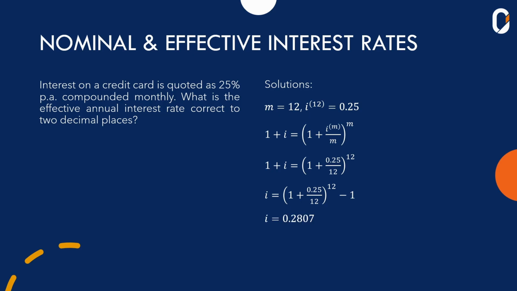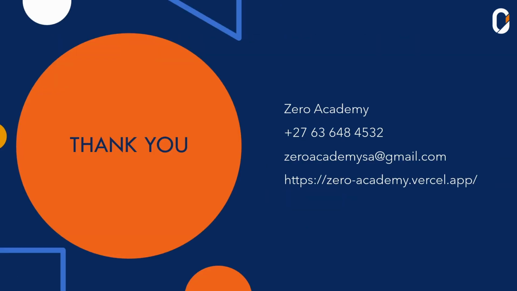0.2807. Because this is an interest rate, we have to multiply it by 100, as we divided by 100 at the start of the question. When we are calculating for it at the end of the question, we multiply by 100 to get the interest rate in percentage, and that will give us a value of 28.07%. And that brings us to the end of this lesson.